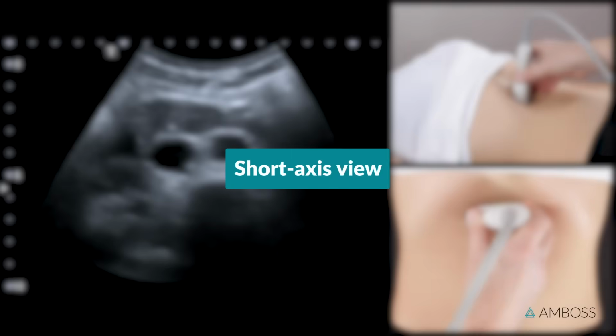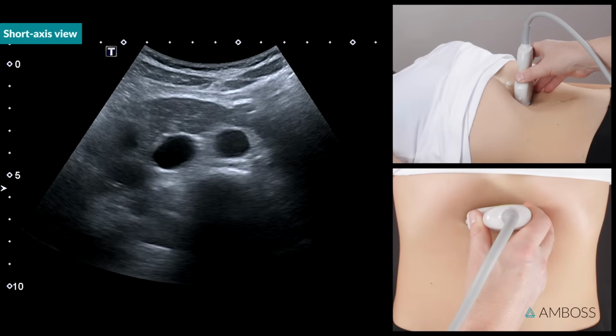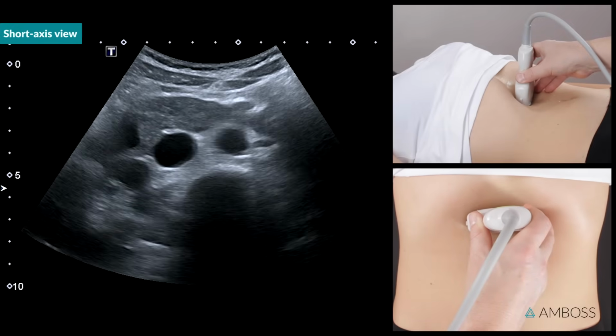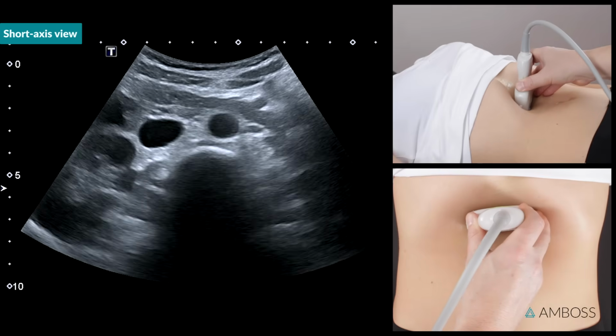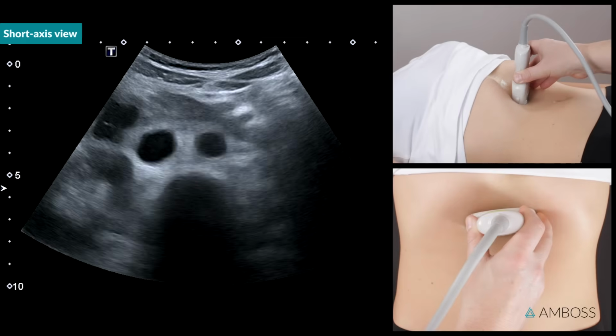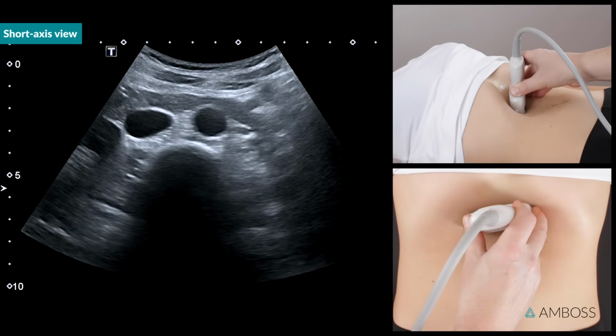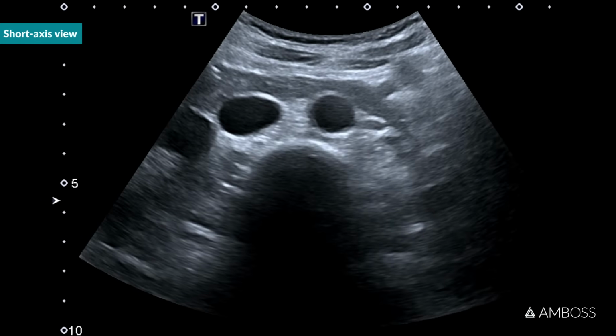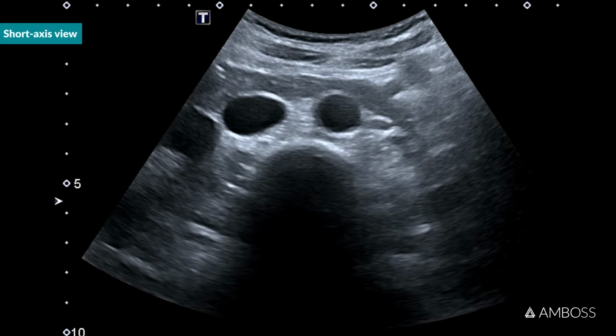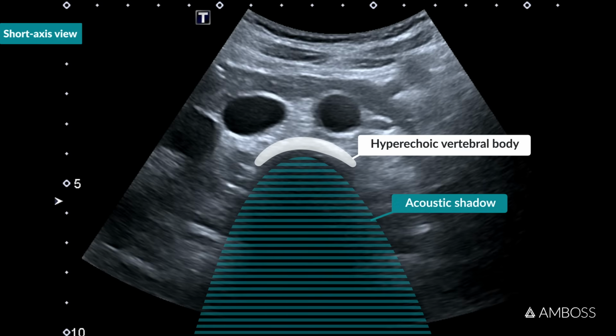Short axis view. Place the probe just under the xiphoid process with the probe indicator pointing to the patient's right side. Pushing the probe down firmly can improve the image by displacing any overlying abdominal gas. You can now clearly make out two anechoic structures lying just anterior to the hyperechoic vertebral body and its large acoustic shadow. To the left of the image, just to the right of the patient's midline, is the IVC. To the right of the image, just to the left of the patient's midline, you can see the abdominal aorta.